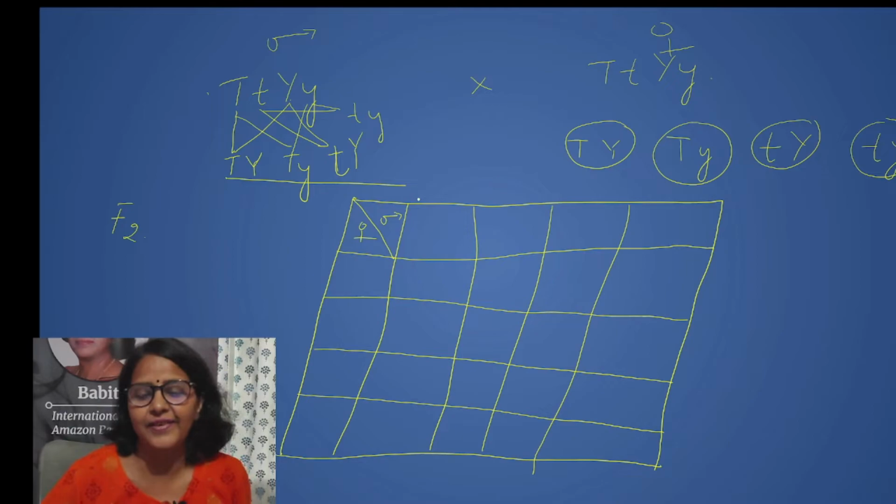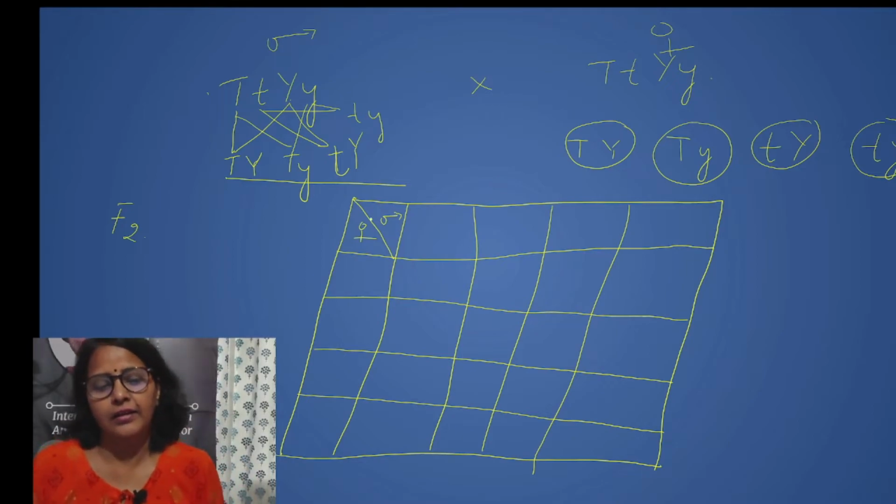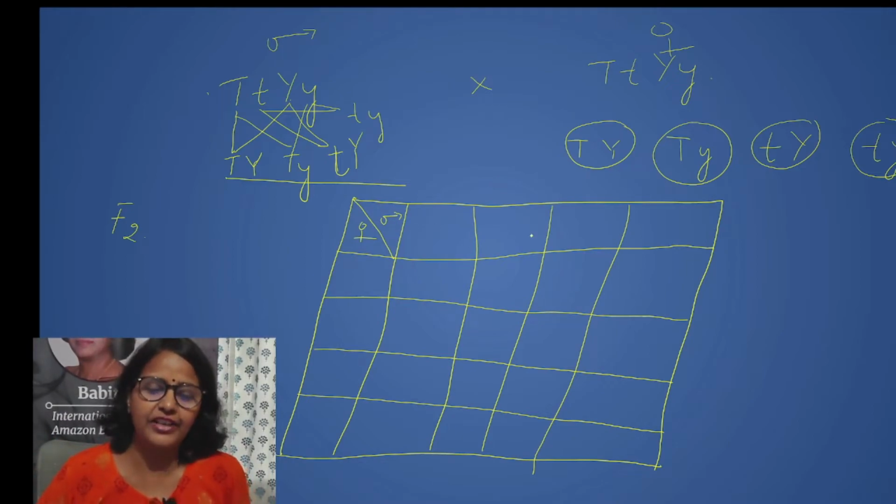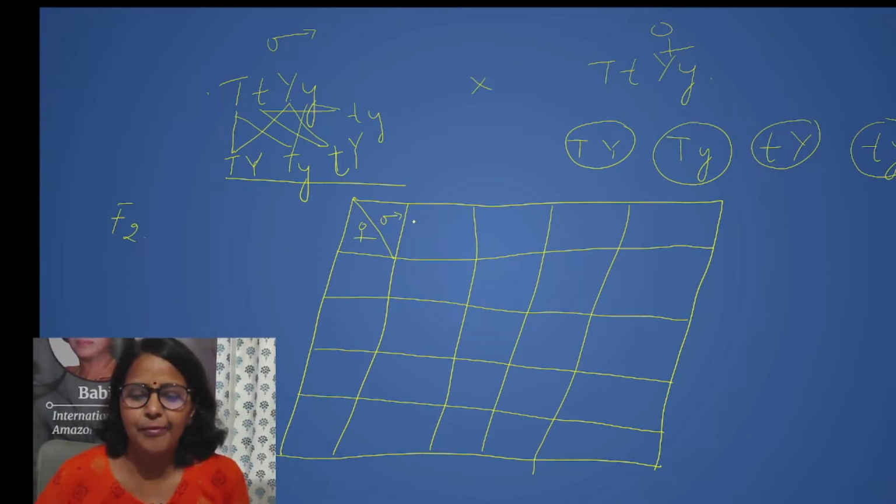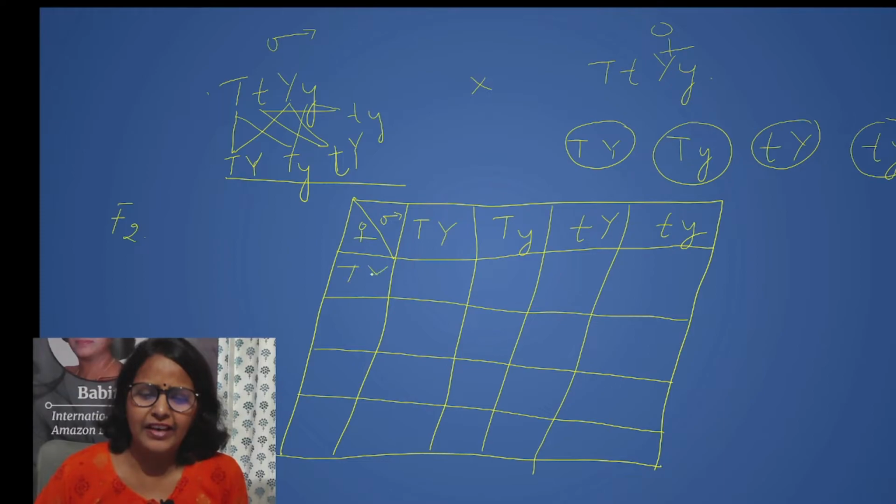So this is the male gametes we will write on this side, the female gametes we will write on this side. So it is capital T, capital Y, capital T, small y, small t, capital Y, small t, small y. Capital T, capital Y, capital T, small y, small t, capital Y, small t, small y.